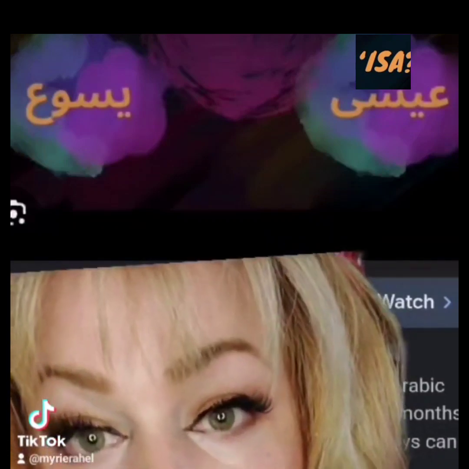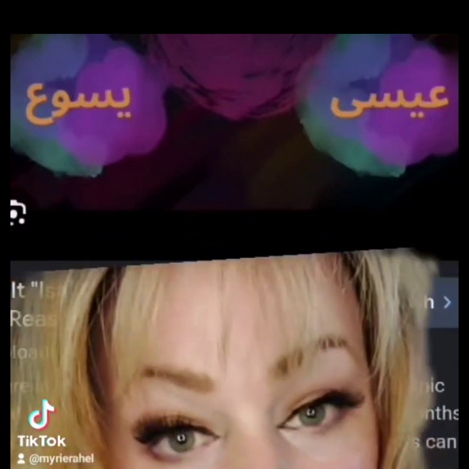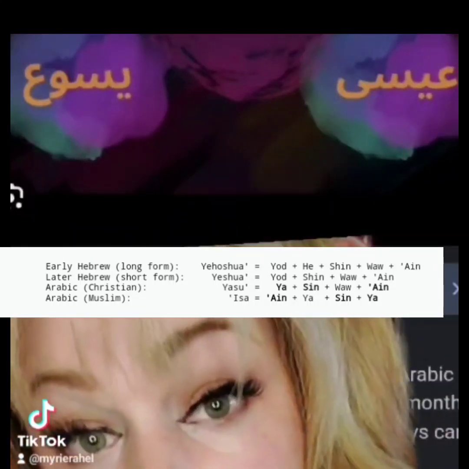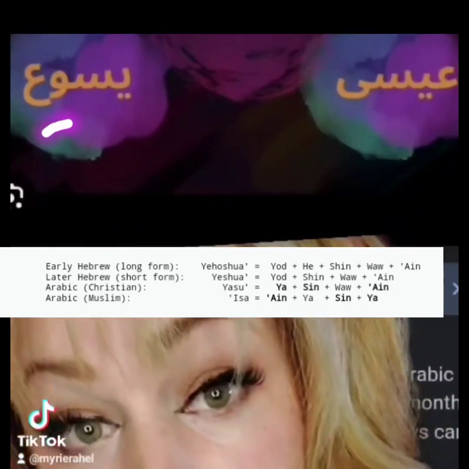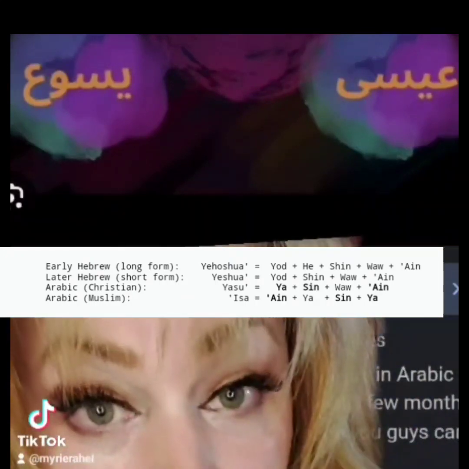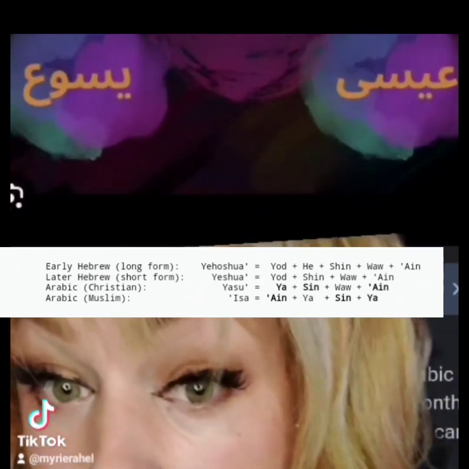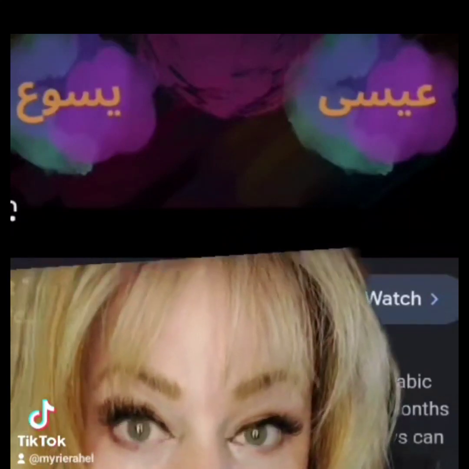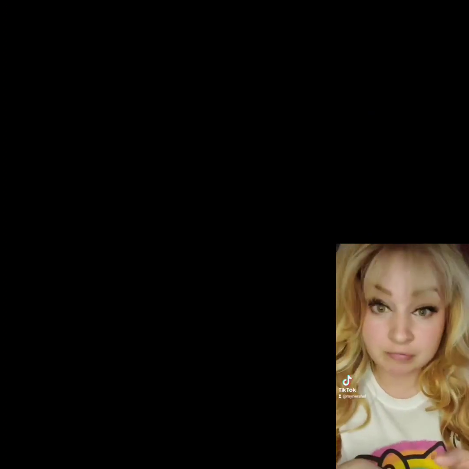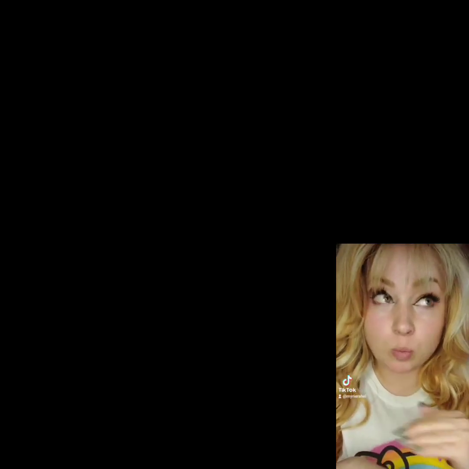Upon looking at the writing of Yeshua and Isa, you'll notice that the Ain at the end of Yeshua is now coming to the front and is now at the beginning of the name Isa in the Quran. So in conclusion, it's been turned backwards. It's a reversal of the consonants. So why would they do this? Well, I'm going to let this guy, Rob Christian, who you can find on YouTube, tell you why, because he does a way better job explaining.